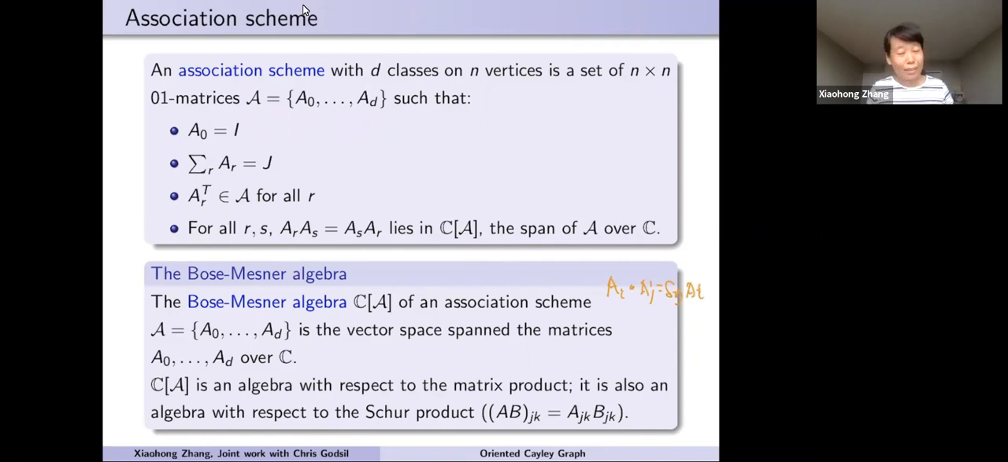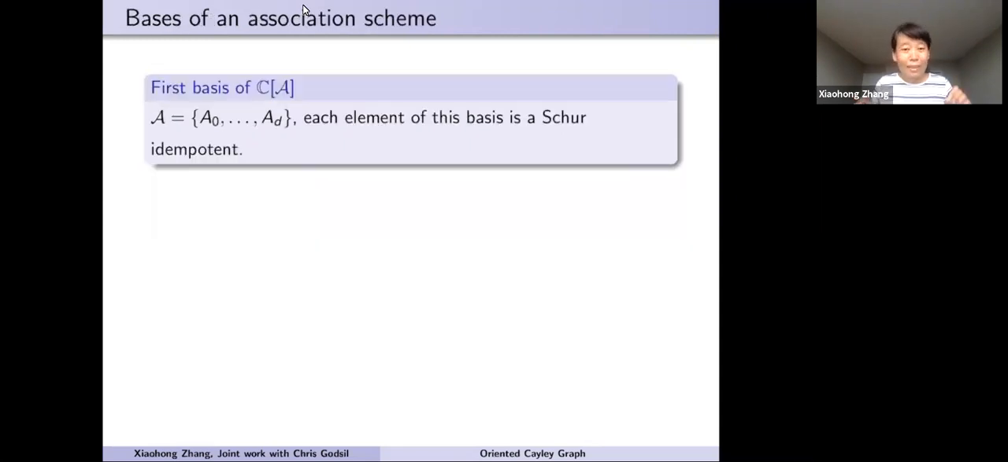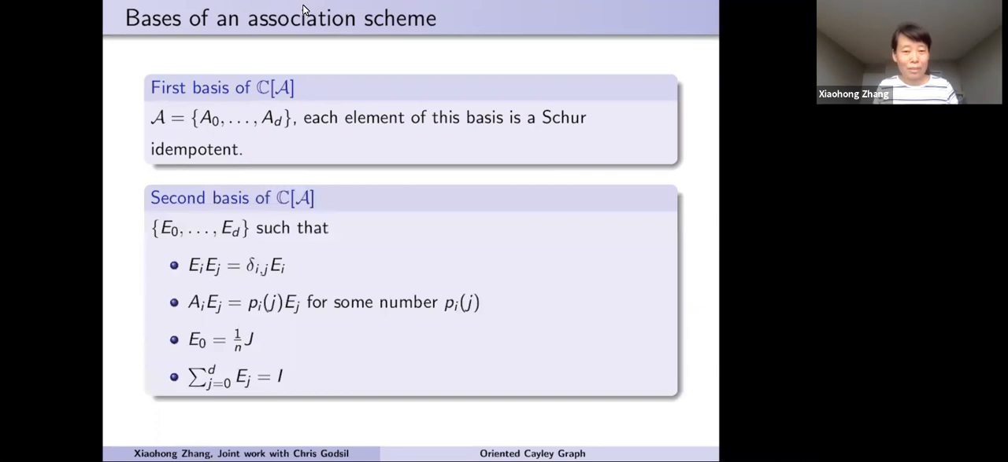Now we have an algebra, or a vector space. Let's check the basis of it. From this part we know we have a basis: the association scheme is a basis. Furthermore, they are pairwise orthogonal. This algebra has two multiplications, the normal one and the Schur product. So in fact, we also have a basis that is pairwise orthogonal with respect to the normal matrix multiplication.